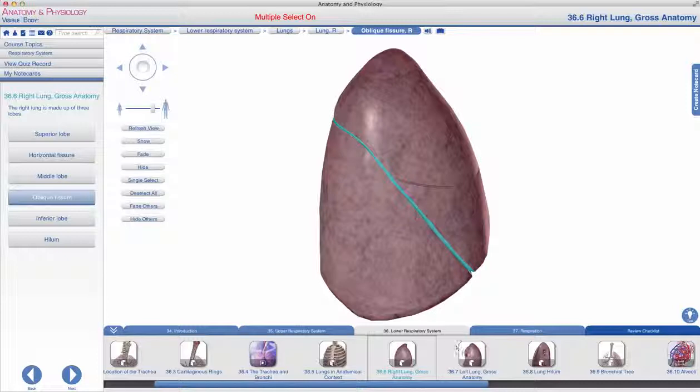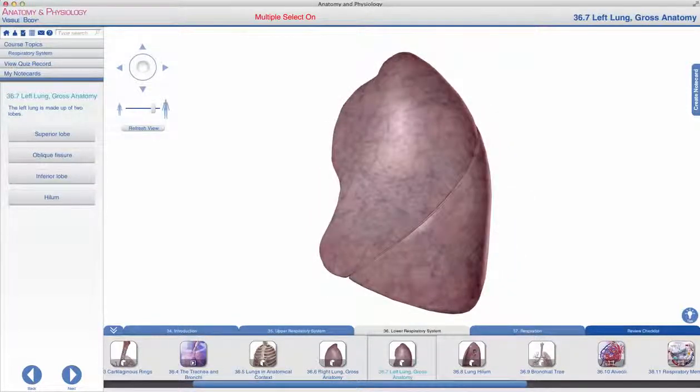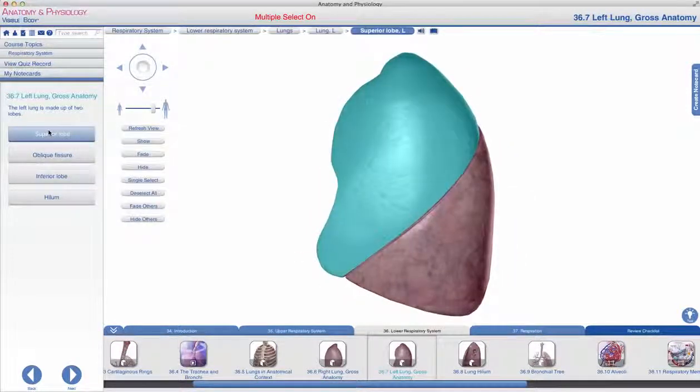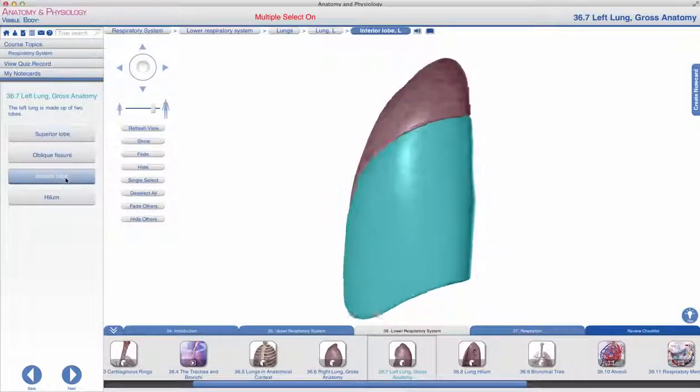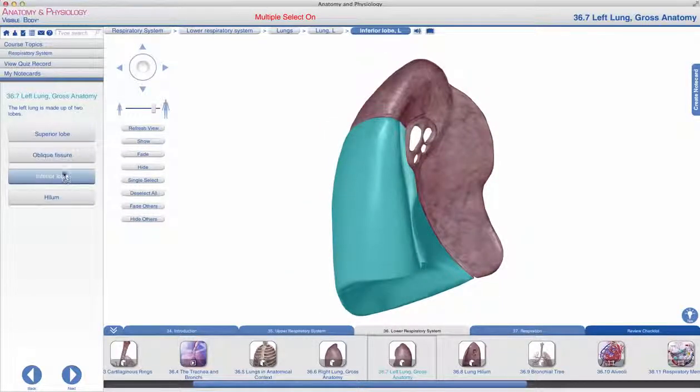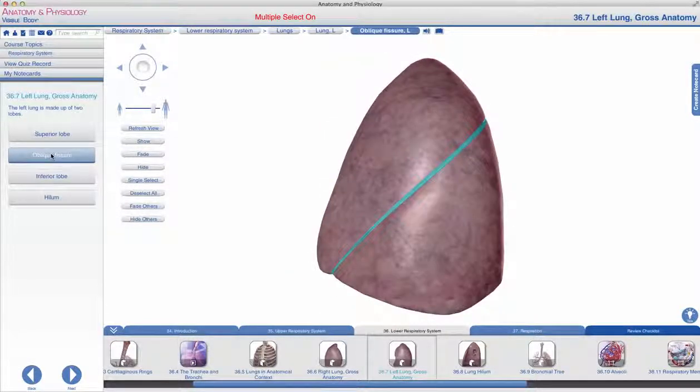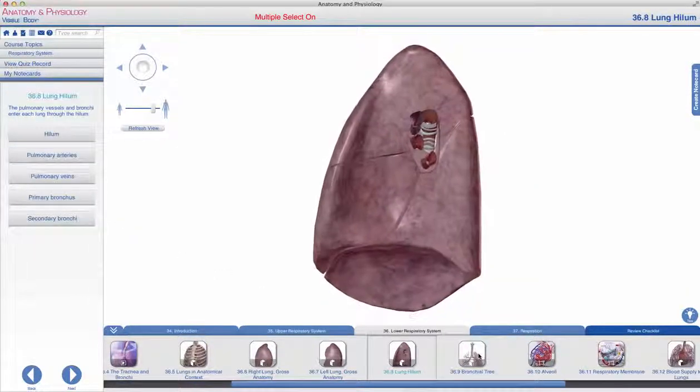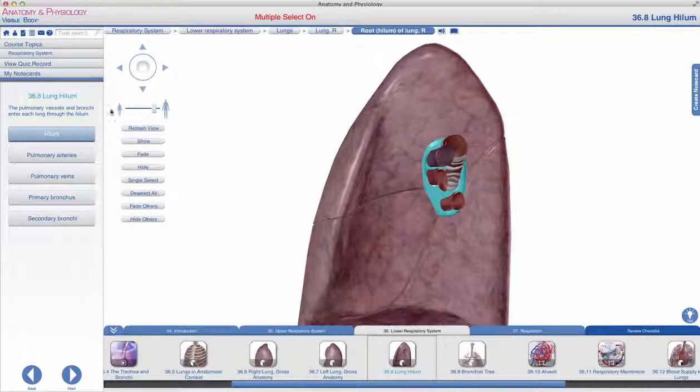In comparison, we see the left lung is only divided into two separate lobes, a superior lobe and an inferior lobe, divided from one another by an oblique fissure. That hilum that we were discussing a second ago can be seen here if we look at the medial aspect of the right lung. It is this space here, and of course, this is a new term, so it's important to remember pronunciation. Root or hilum of lung.